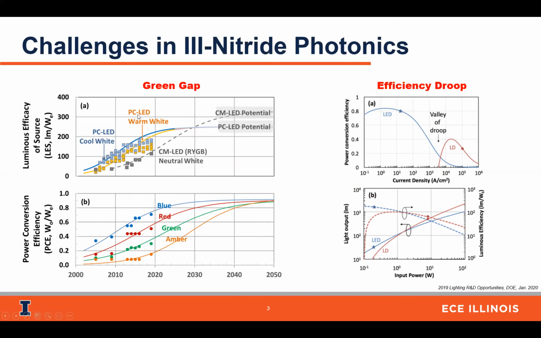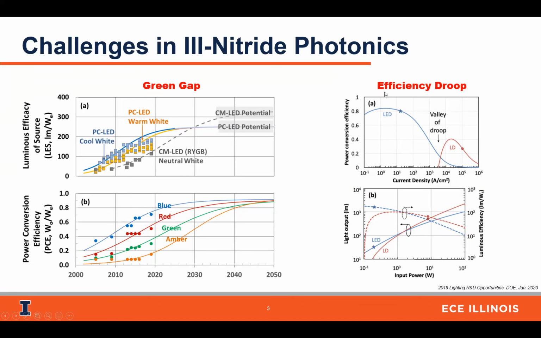The reason why the phosphor converted light emitting diode has a higher efficiency compared to color mixed LED is because the efficiency of green LED is much lower compared to the blue and the red LEDs. However, in theory, color mixed LED should have a higher efficiency compared to phosphor converted light emitting diodes. You can see in the bottom figure that the power conversion efficiency of blue and red LEDs is several times or twice larger than that of green LED or even amber LED. So this phenomenon is called green gap, and this green gap issue originates from the polarization of wurtzite III-nitride material.